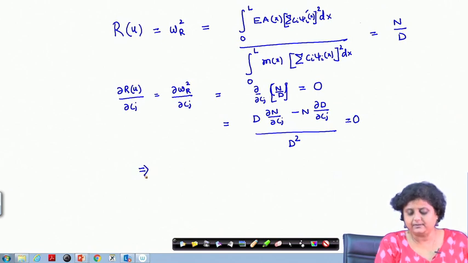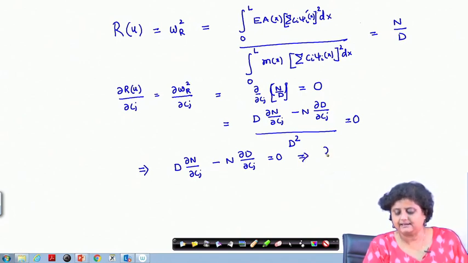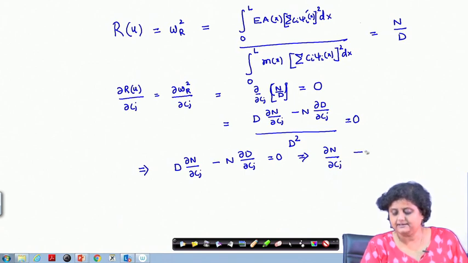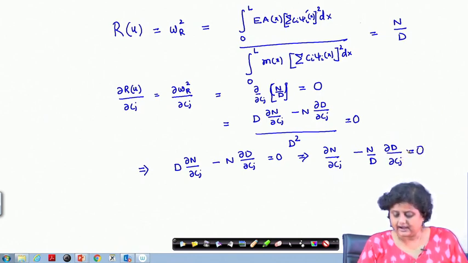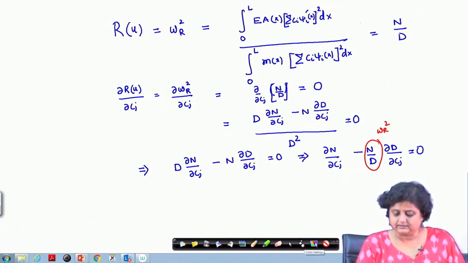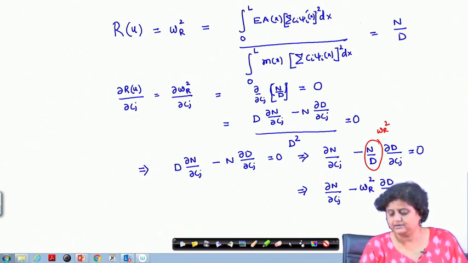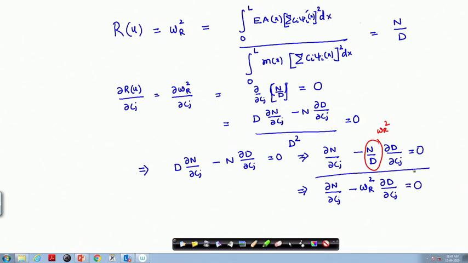So, this whole thing can be written as d into del n by del Cj minus n into del d by del Cj is equal to 0. So, that is going to imply del n by del Cj minus n by d into del d by del Cj is equal to 0. Now, n by d is omega r square. So, therefore, this equation can be written as del n by del Cj minus omega r square into del d by del Cj is equal to 0. So, if I can solve this equation, I should be able to get hold of Cj.